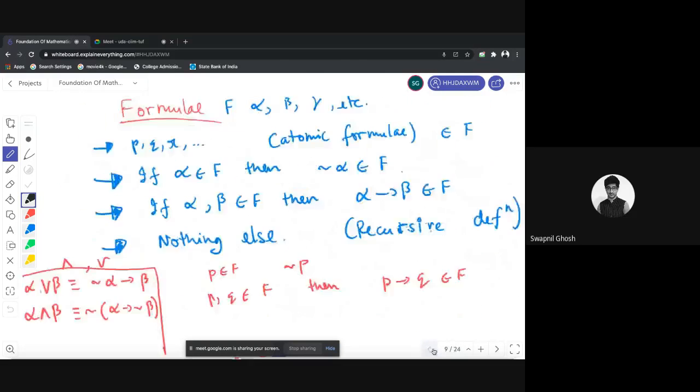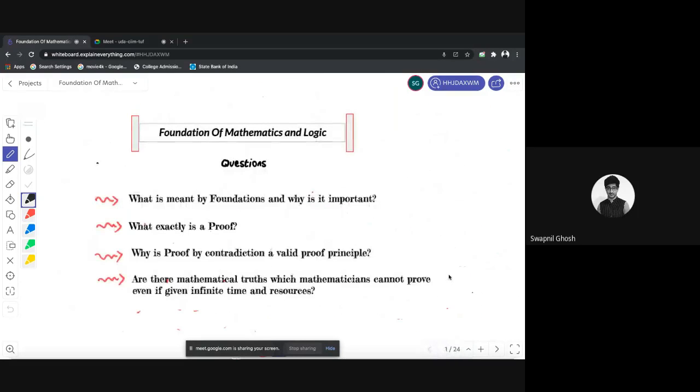So I come back to the three questions I initially wanted to answer. What is meant by foundations and why it is important. I hope I gave a taste of what we do in foundations. Questions like what is a proof, we have a better idea now, and why proof by contradiction is a valid proof principle. And finally, there are mathematical truths that mathematicians cannot prove even if given infinite time and resources.